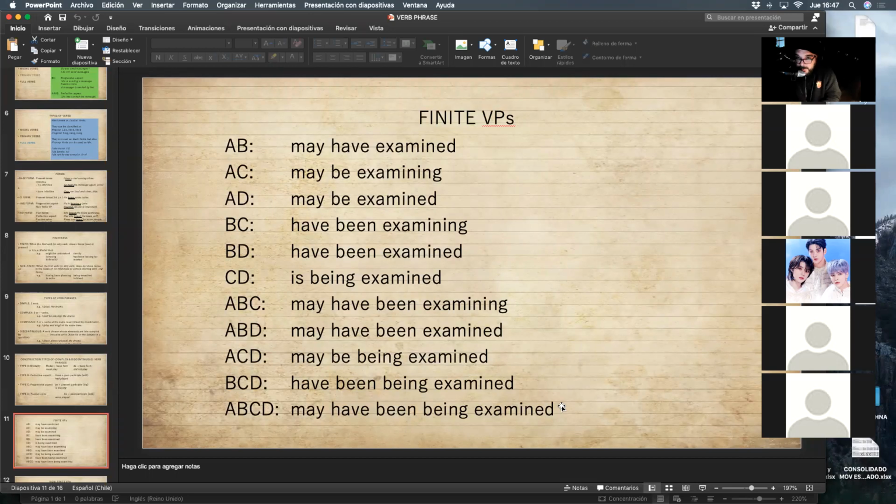So, for example, the verb phrase may have examined is a verb phrase, and the construction type is A, B. A because there's a modal verb may, and B because there's a perfective aspect in the presence of the auxiliary verb have followed by a main verb in ed2. And the same happens with the rest, right? Any question?